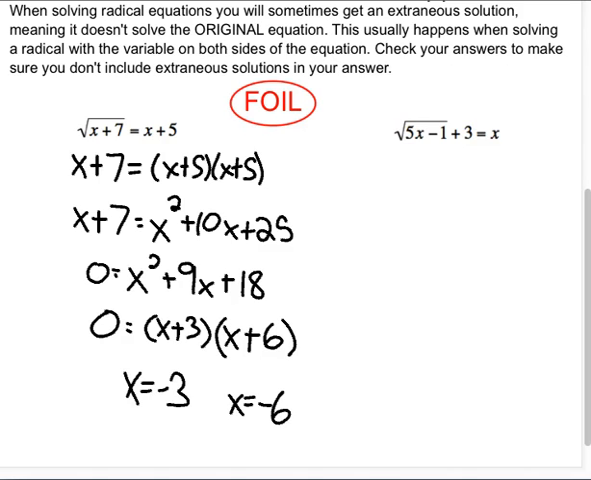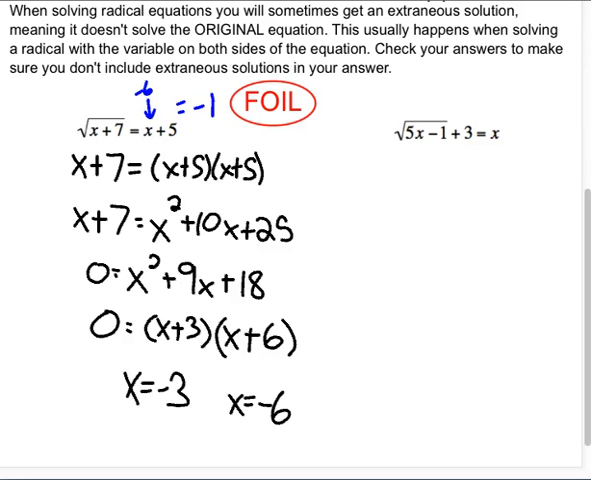So I want you to picture plugging in -3 for that x. -3 plus 5, that's going to be 2. So the outside of that radical is going to be just fine. However, I want you to picture the same thing with the -6. If I plug a -6 in there, the outside of that radical is going to equal -1.